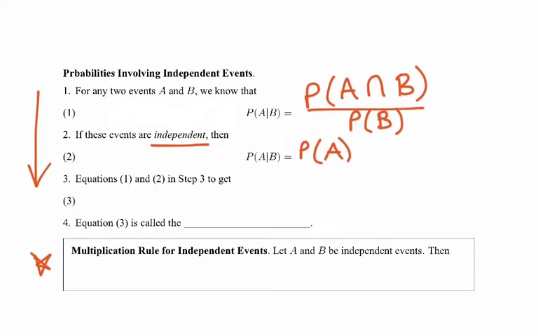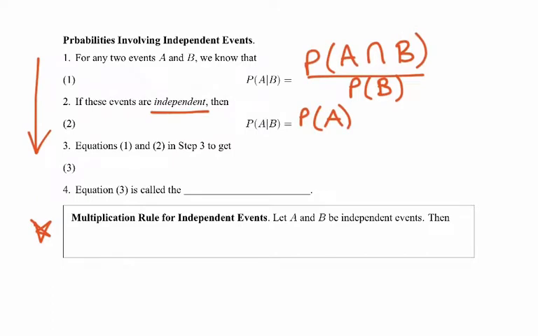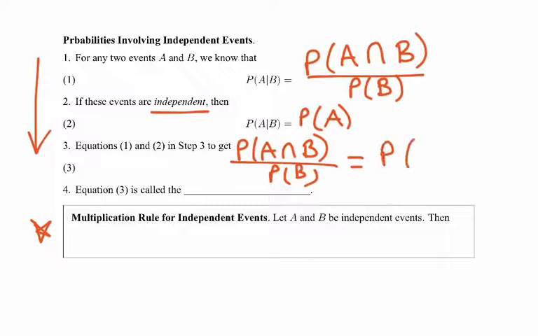So put the equations together from step 1 and step 2 here. So the probability of A intersect with B divided by the probability of B is equal to the probability of A. Because notice what I'm doing. Both of these represent the conditional probability. If the events are independent, step 2 is true. So if I tell you they're independent, step 2 is true, and I can put those two things together.